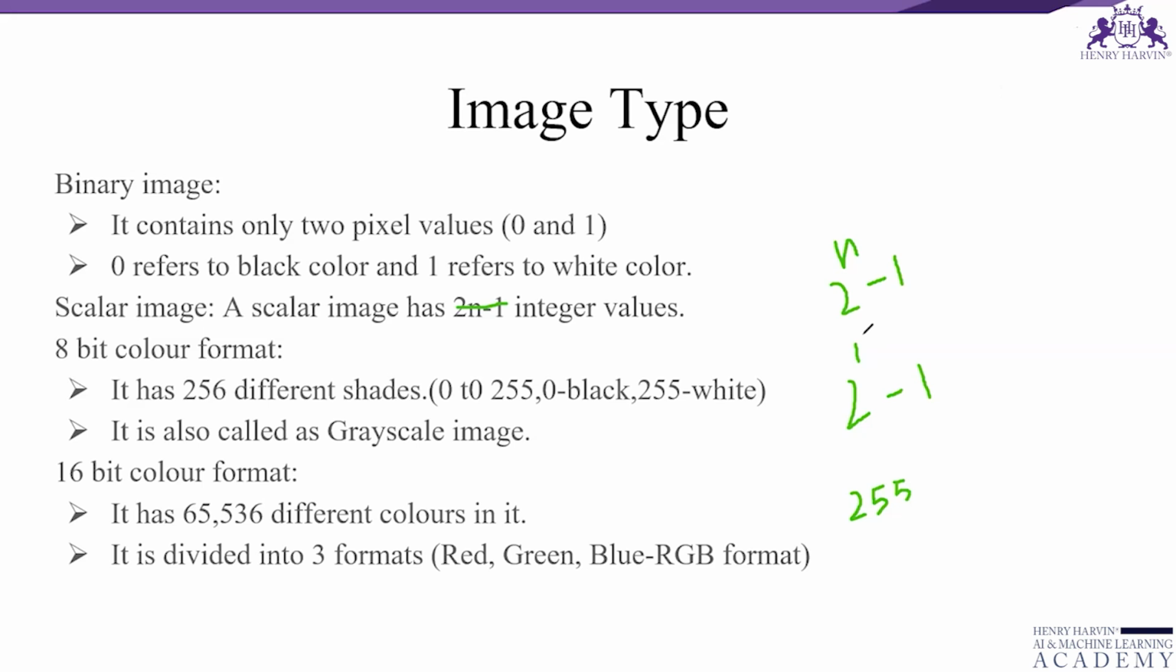When we talk about 16-bit color format, it has 65,536 different colors in it. So it is divided into red, green, blue format.